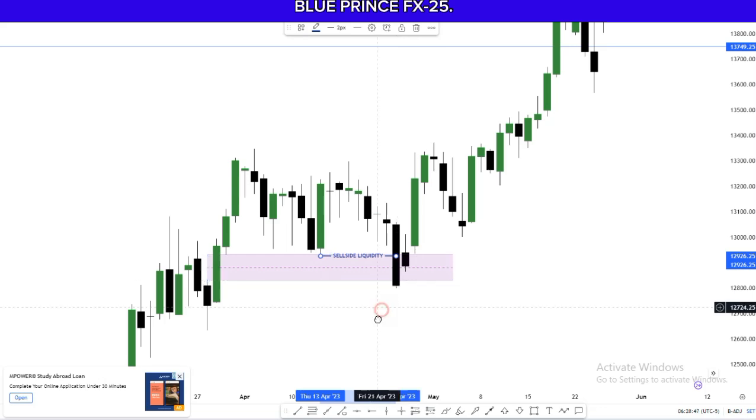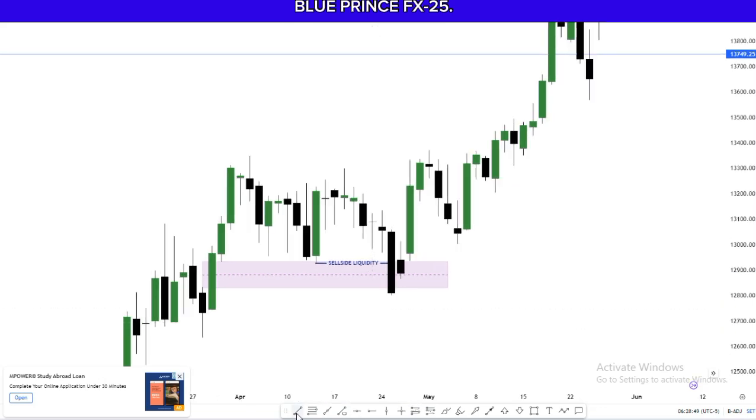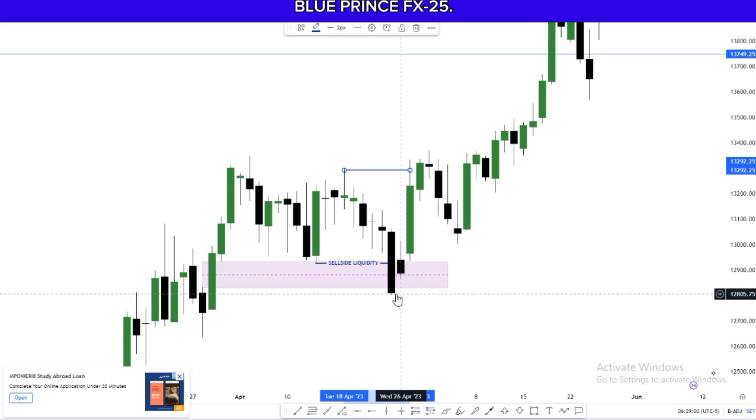So now we need to see a market structure shift. I mean, we have to see the market closing above this candle here, which it did up here. So we have this candle high, low. We have this candle low and this candle high. This is our displacement move, right?